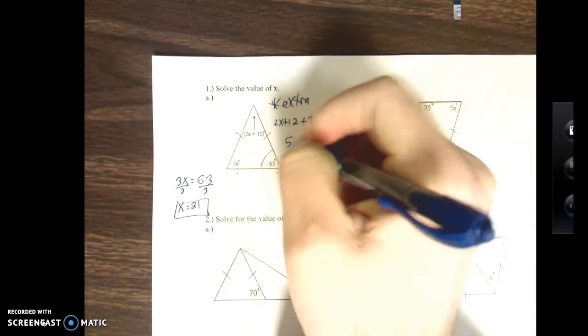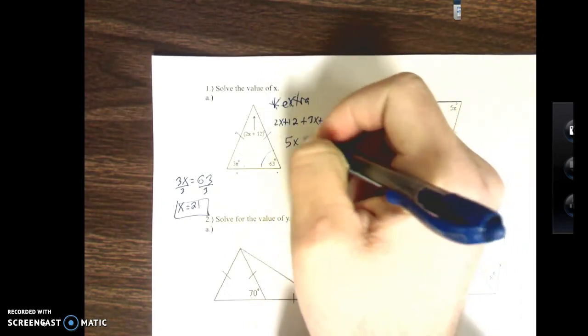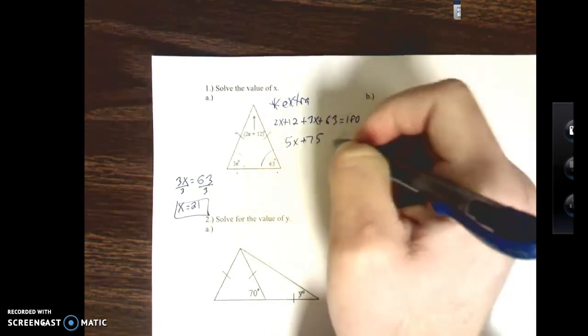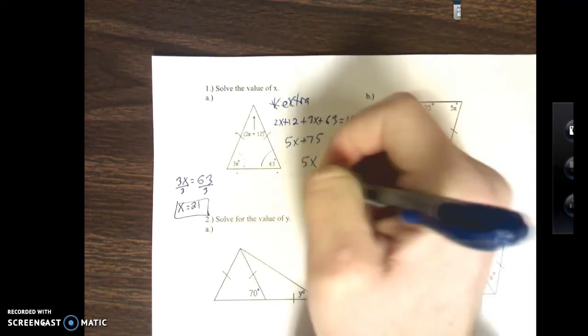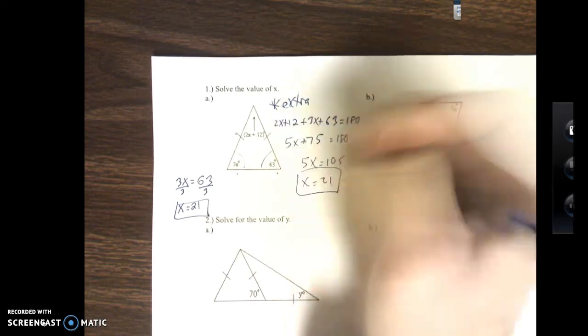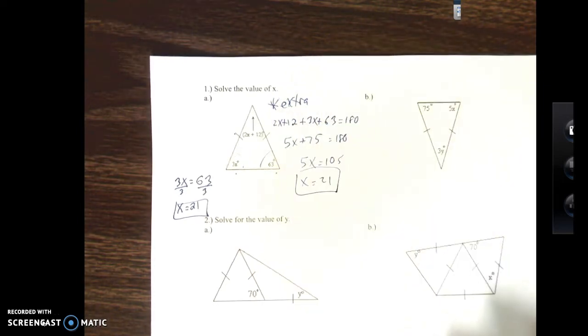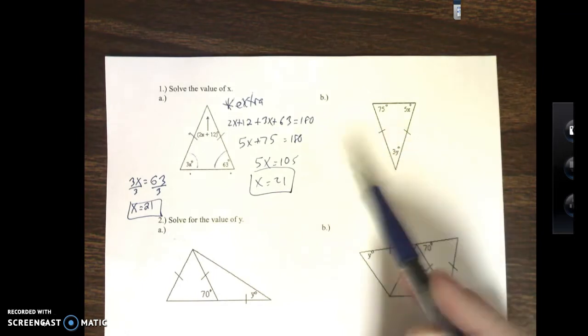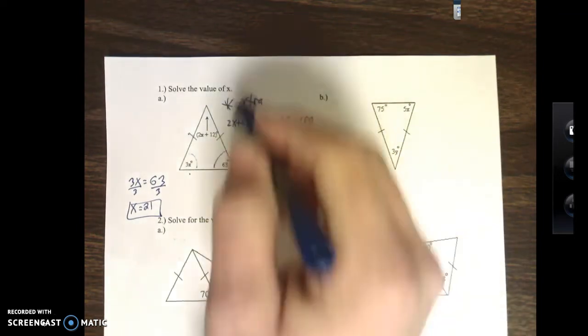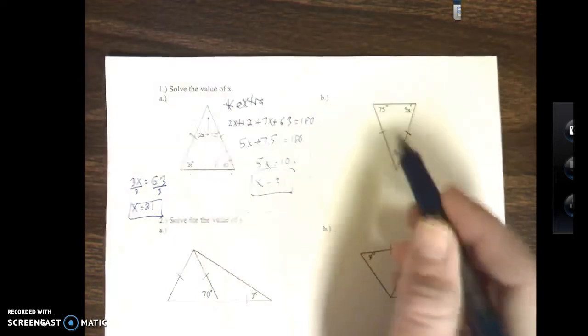2x and 3x is 5x, 12 and 63 is 75, all right, which equals 180. 5x equals 105. Sure enough, if you divide, you get 21. So don't think you have to do it twice, right? But it will help us over here. You can't do this, all right? Can't do this for this one.